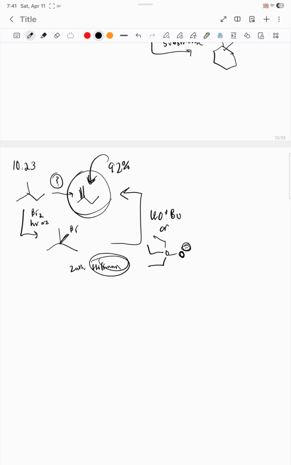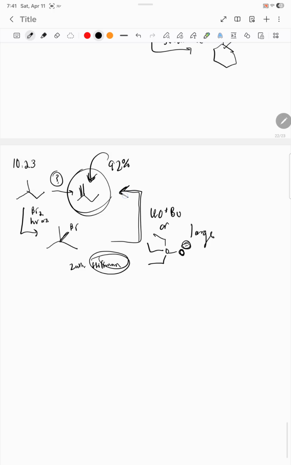So again, we could use a strong, large, bulky base to get the Hofmann product, which is as shown below. Now, that was chapter 10, halogenation. On to the next.